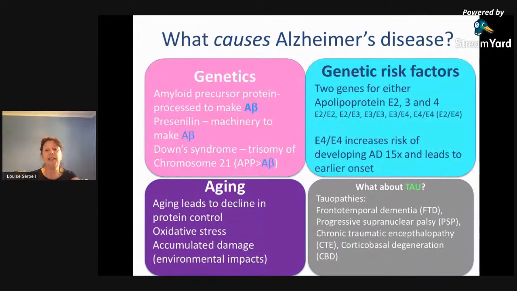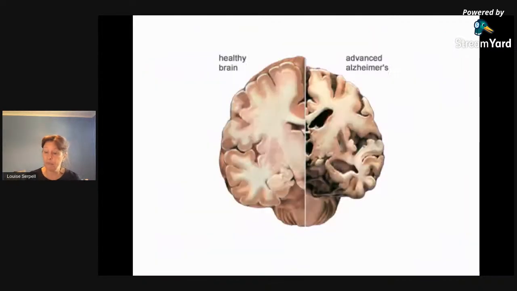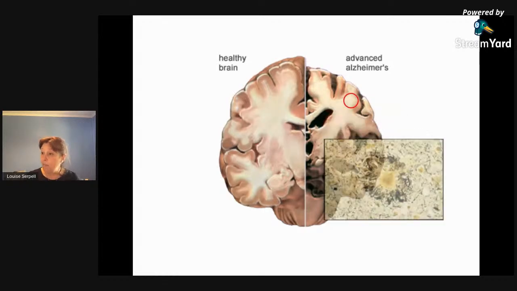So now I want to connect the dots between what I talked about in terms of structure and what I've talked about in terms of Alzheimer's disease. So this is an image that probably you've seen many times. On the left-hand side is a healthy brain, and on the right-hand side is an advanced Alzheimer's disease brain. So the patient that has a brain that looks like this will have a huge amount of neurodegeneration and shrinkage of their brain tissue. And if we were to look inside this brain, what we would see is amyloid plaques.